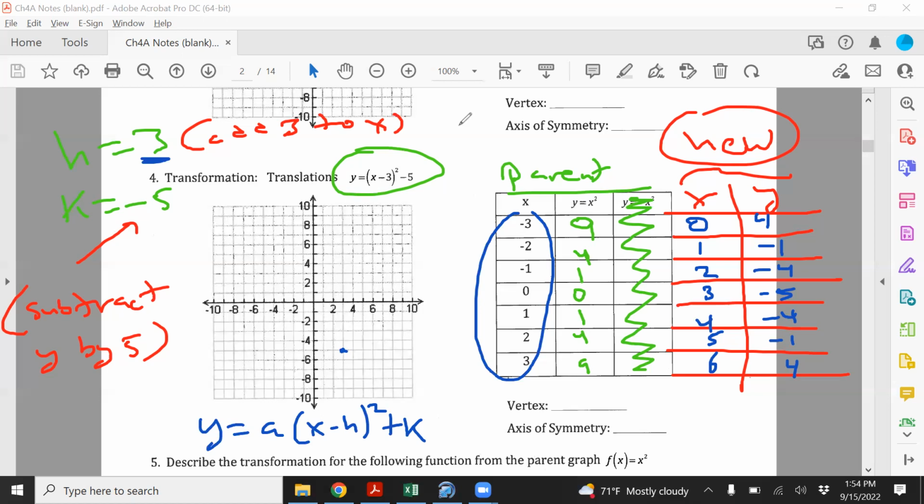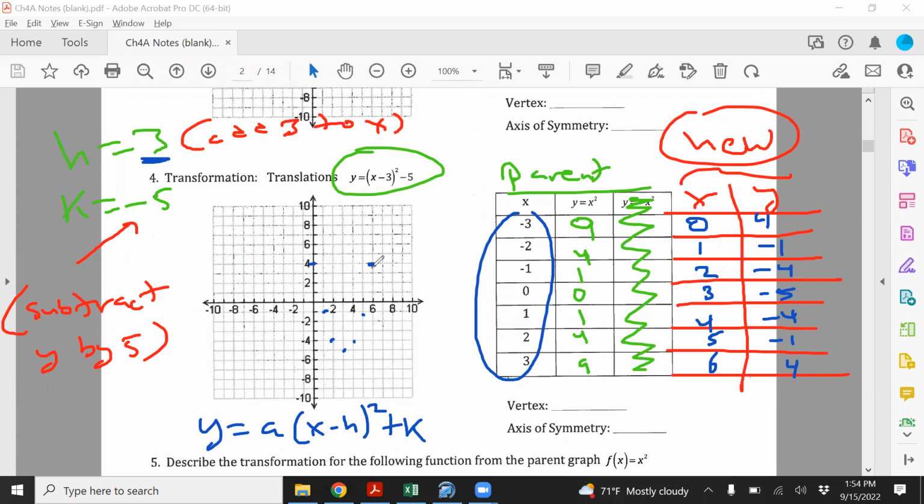Wait, you add 5. Sorry, hold on, I messed up. You subtract. 0, 4. Sorry, I did 3, -5 first. Let's just go in order. 0, 4, 1, -1, 2, -4, 3, -5. Then I have 4, -4, 5, -1, and 6, 4. There we go.